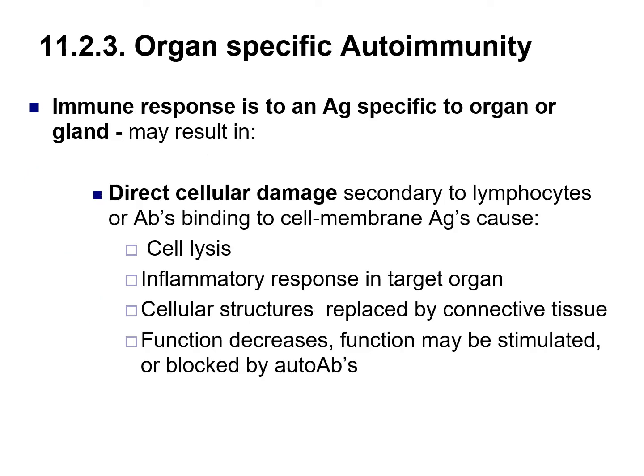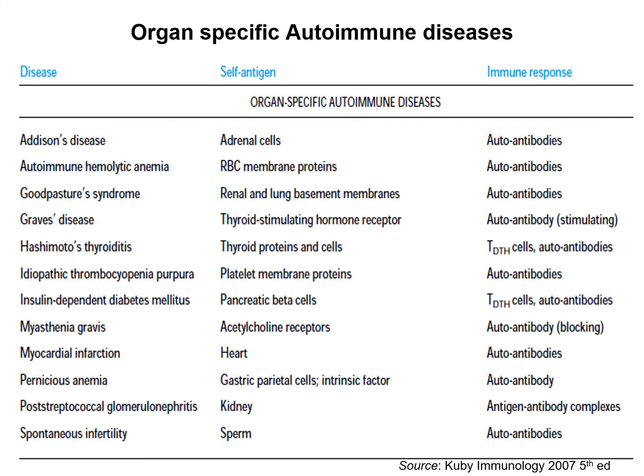If there is an antigen-specific immune response against an organ or a gland, it may result in direct cellular damage secondary to lymphocytes or antibodies that bind to the cell membrane antigens. So it can lead to cell lysis, inflammation, cellular structures that get replaced with connective tissues, or the function can decrease or even be stimulated or even blocked. So there are many possibilities on the part of the organ affected.